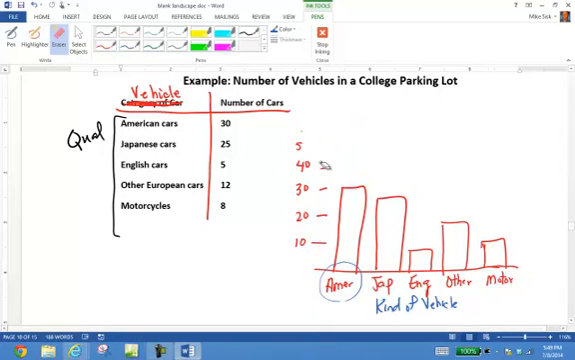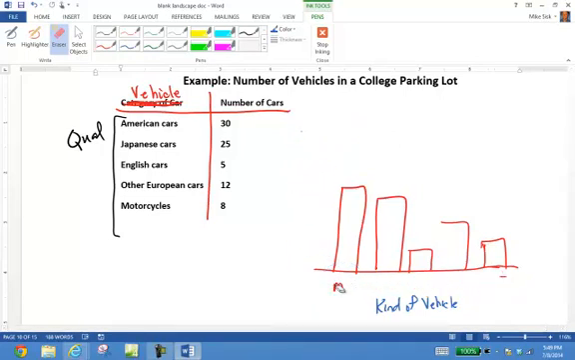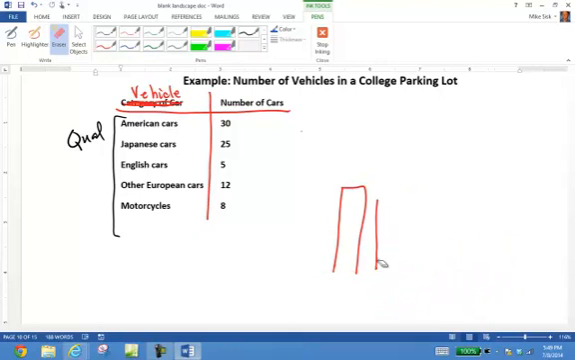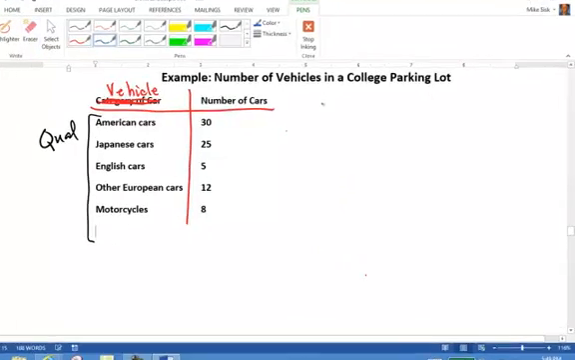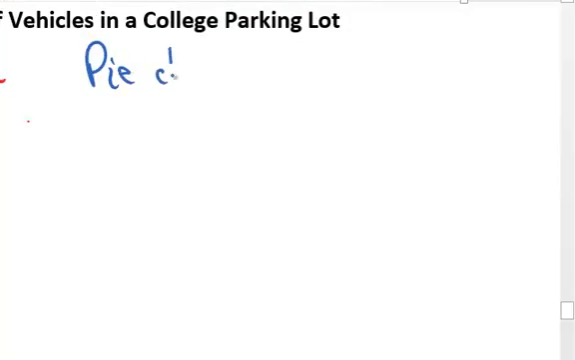Now, in mathematics, when we're dealing with pie charts, we're always dealing with percentages, and you have to note that. So with a pie chart, it's a little different. Still dealing with this qualitative data, but if I'm drawing a pie chart, think percentages right here.